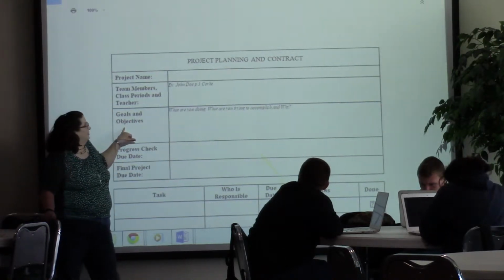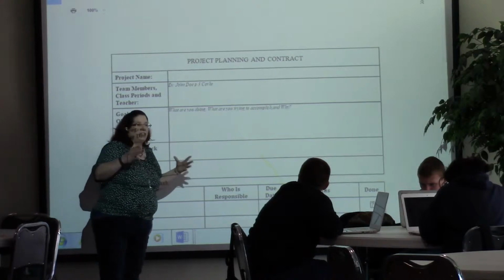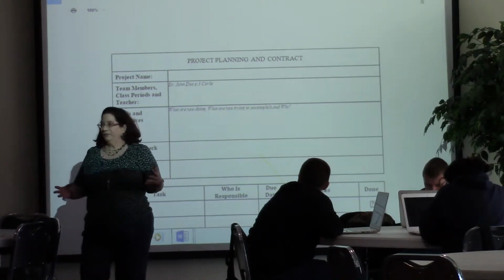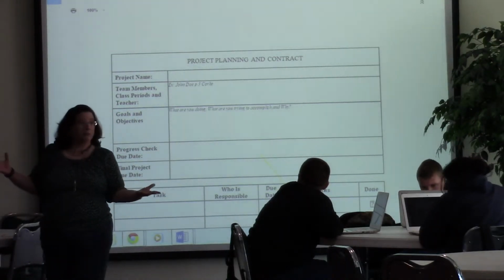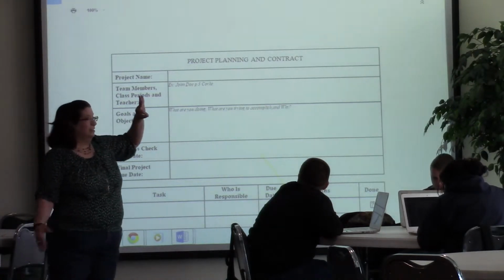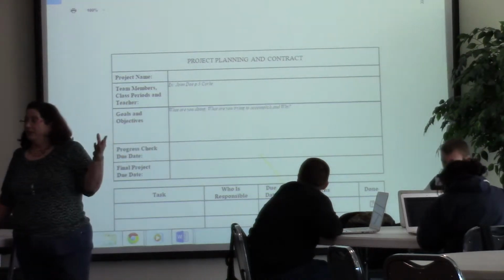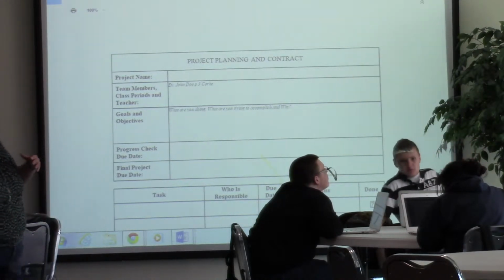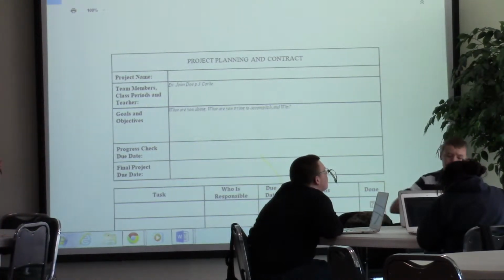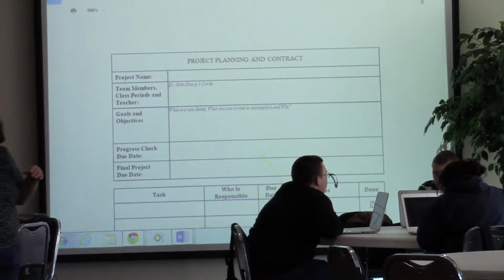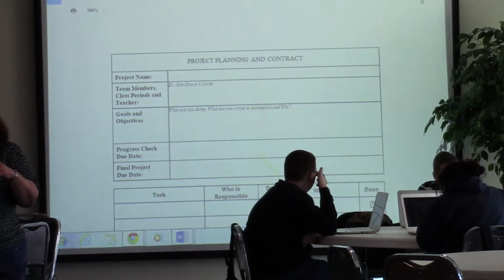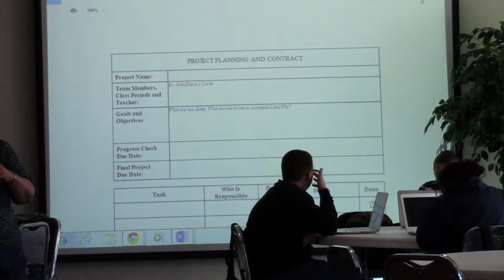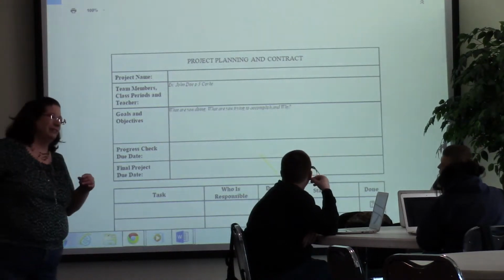Goals and objectives. What is your project going to be doing? Are you going to be creating your own experiment showing these 3 things? Electricity, magnets, and gravity? Are you going to use videos that are already out there? Are you going to do a lab? Are you going to try and duplicate the lab we're going to be doing probably Thursday?